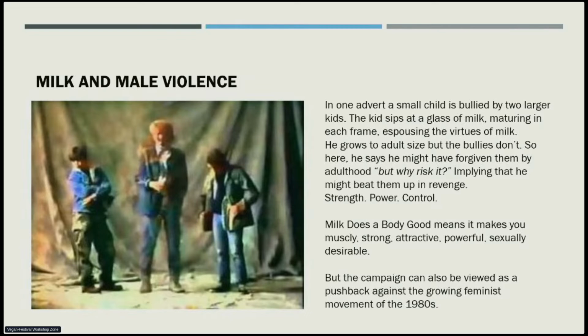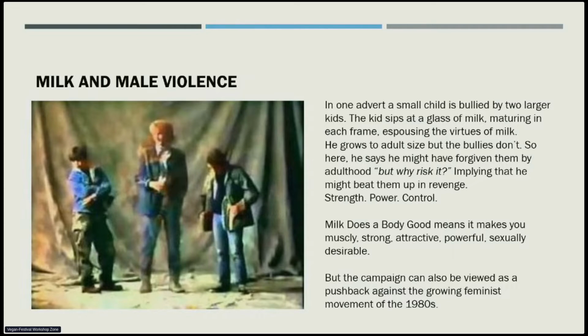And it can also be viewed as a pushback against the growing feminist movement of the 1980s, at which time huge social changes were being experienced, and women's autonomy was absolutely at the center of social commentary. Movement through the workplace and breaking down barriers in the home were really occurring, and that meant breaking down a lot of the gender stereotypes. So what the dairy industry were doing here with the Milk Does a Body Good campaign was confirming for people that what we have with the patriarchy and gender roles is what we will continue to have because it is desirable. So they weren't just selling milk, they were selling the patriarchy as well.